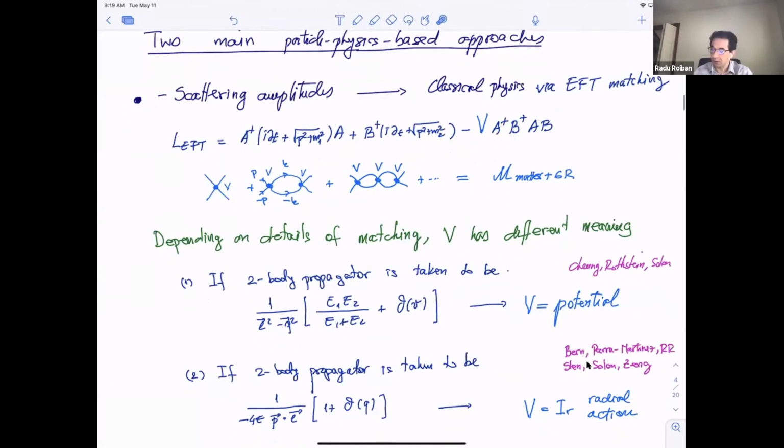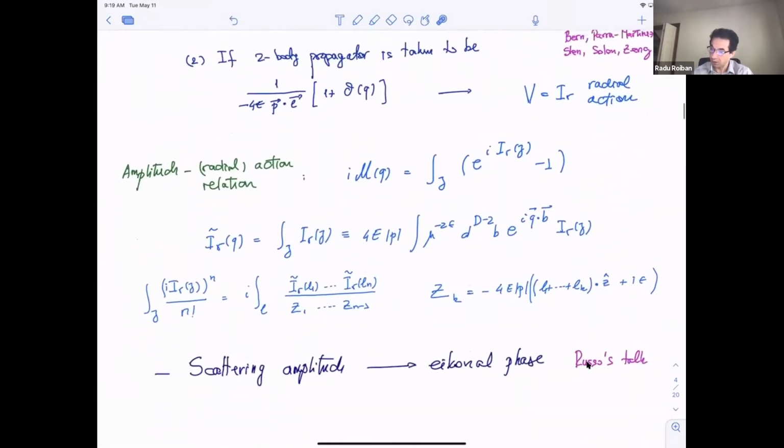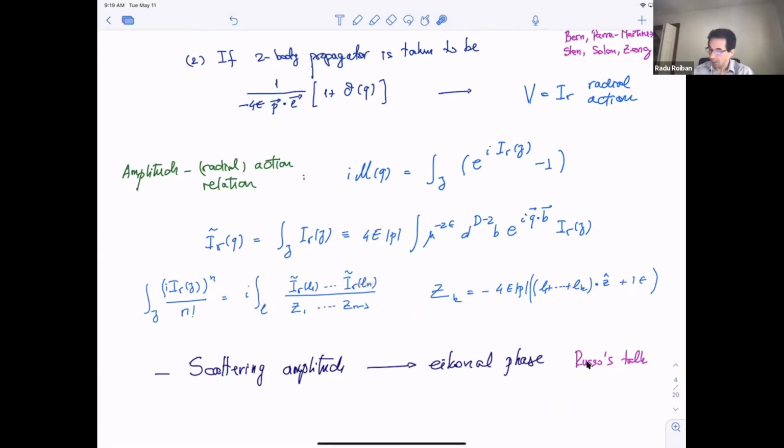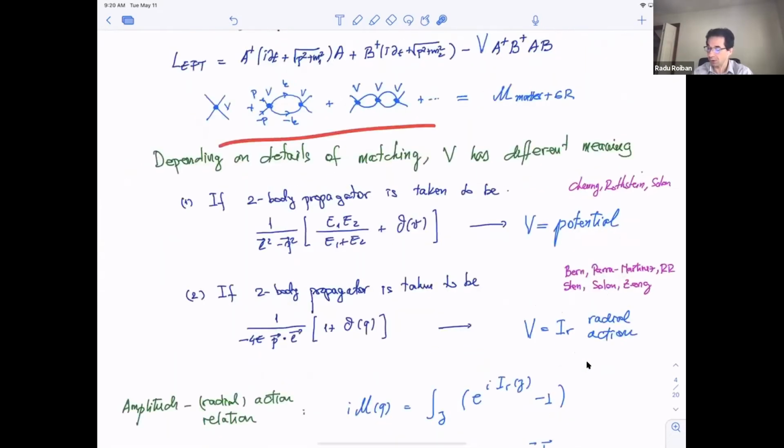If, however, one picks a different two-body propagator, like this, then this V is no longer a potential, but it turns out to be the radial action. So to be more specific, this is the actual relation. The amplitude is, of course, because we're talking about an elastic process, an exponential. This is really the S matrix minus 1. And then this I has these expressions. And the point is really that these Z's at the bottom, which have this expression, are linear in the gravitational momenta. And with this definition, I turns out to be the radial action. This can actually be checked directly in an effective field theory calculation. There is no need to match the EFT with anything else to see this.